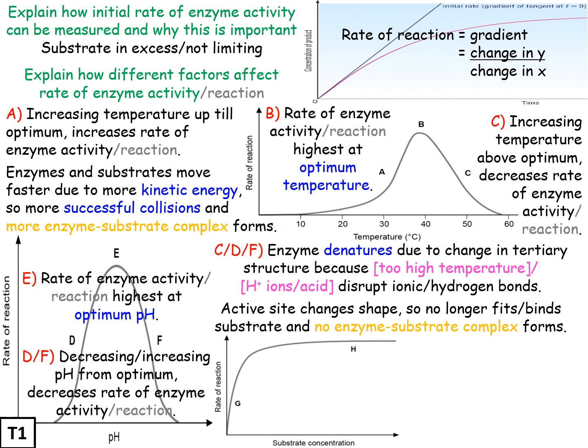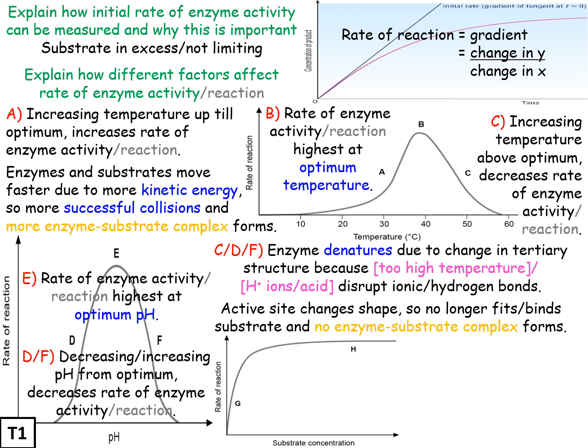And this decreases the rate of enzyme activity as mentioned, and we know this because this causes the enzyme to denature. There's a change in the tertiary structure. In this case, it's not due to too high a temperature. It's because when you change the pH, you're changing the hydrogen ions that are involved. You're changing how acidic it is.